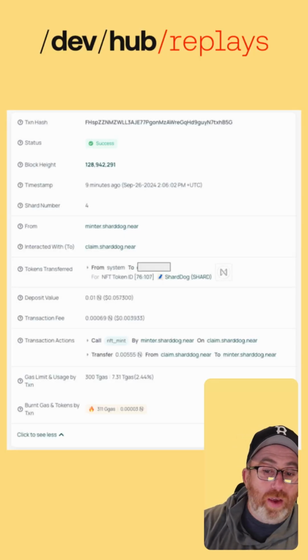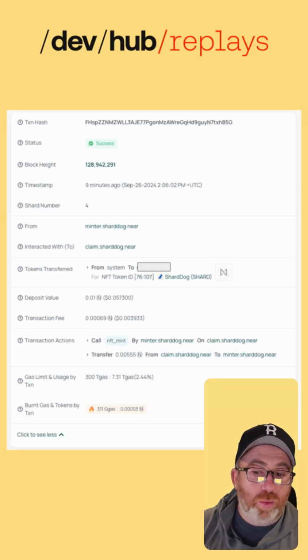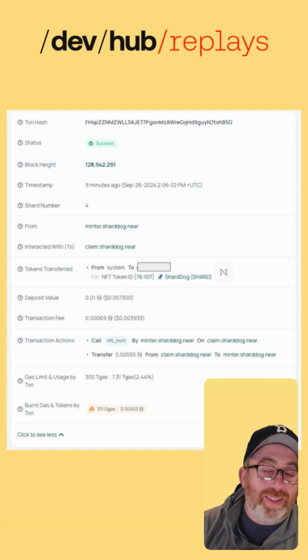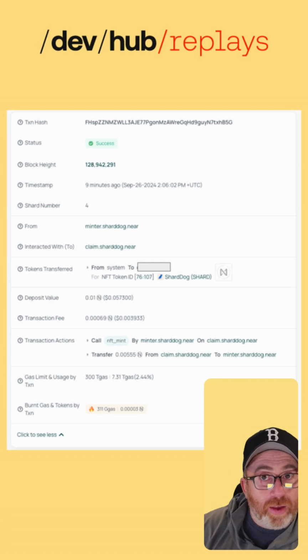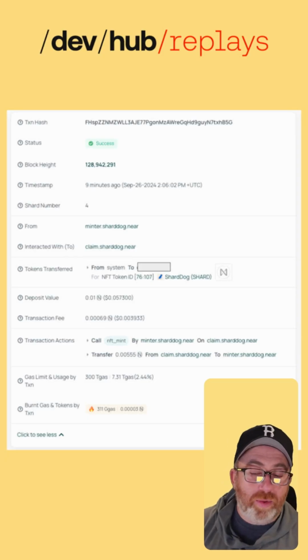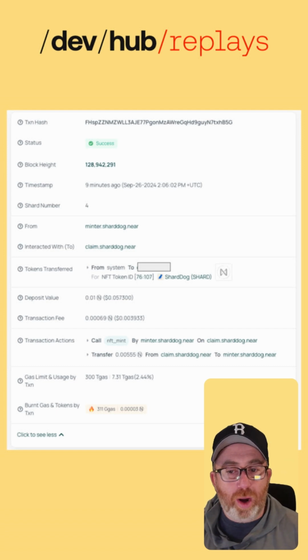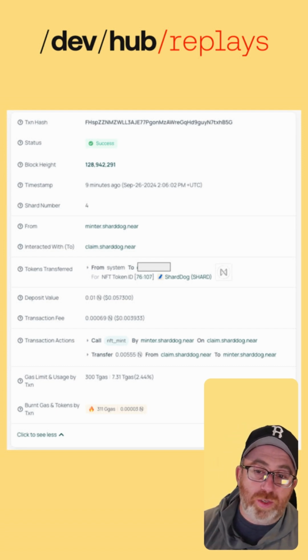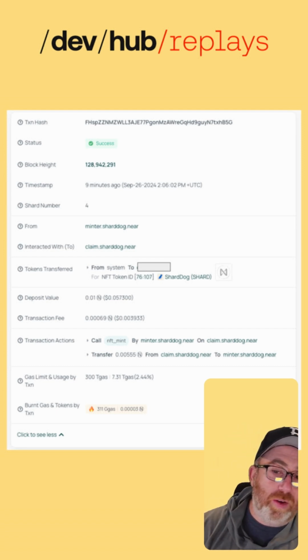So now you see here that the usage in this transaction was only 2%, almost 2.5. 7.31 T gas was actually used. 311 G gas was burned. So all of that combined together times the price, you get your transaction fee, which you see here is 0.4069.